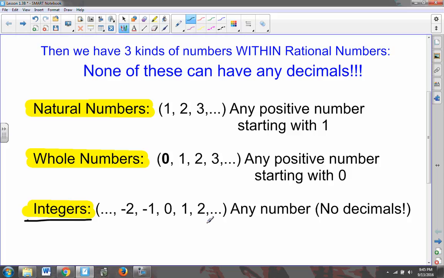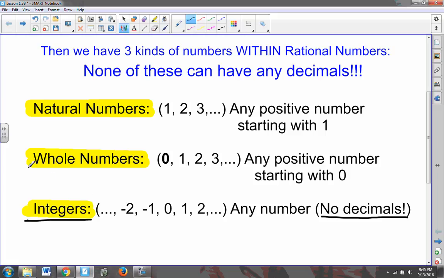So it could be a negative number, -1, -2, -3, -4, -5, -6, -112, or it could be 0, or it could be any positive number, 1, 2, 3, 4, 783. Any of those would be called integers as long as there are no decimals, okay?